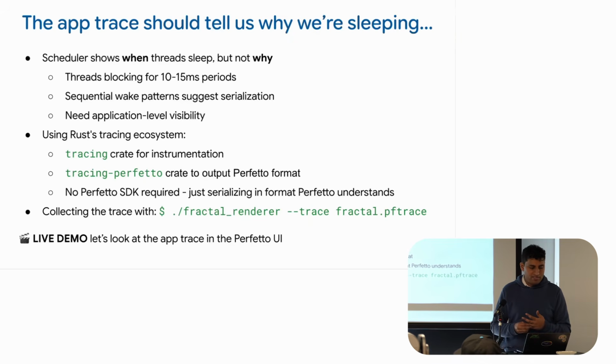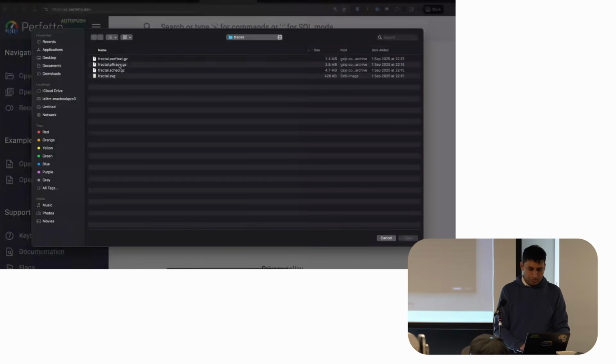Because this program was written in Rust, I just used the off-the-shelf tracing and tracing-perfetto crates. I did have to do some bug fixes on tracing-perfetto, which I'm going to send upstream in a little bit. These two crates together basically output a Perfetto trace without needing to use the Perfetto SDK or anything like that. These are maintained by other people; we don't have any hand in them. I added this capability to my program to output this trace when the trace command is set, so we can now look at what that looks like in the Perfetto UI as well.